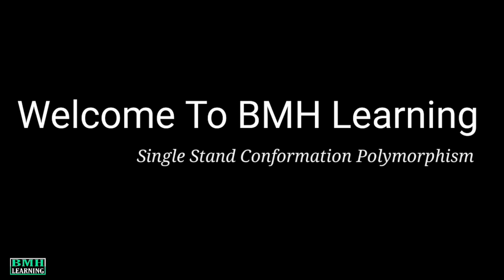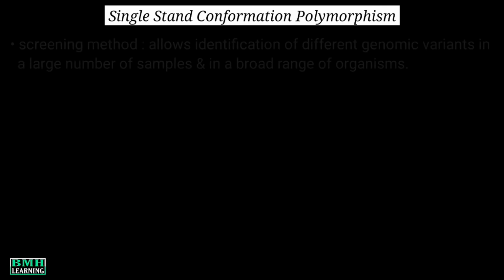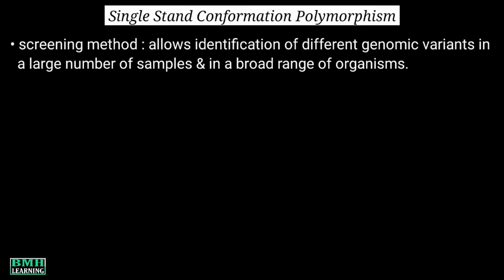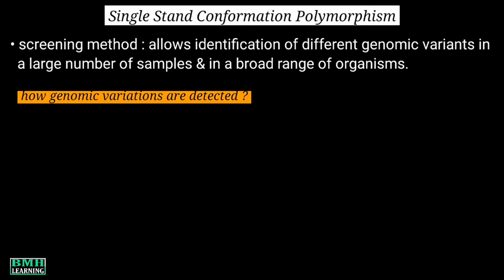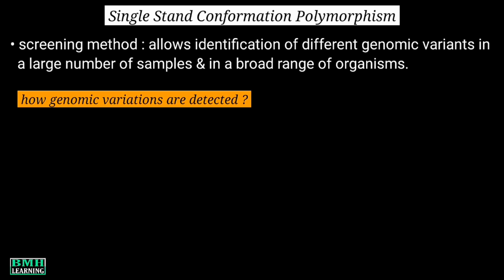In this video, we will discuss single-strand conformation polymorphism. Single-stranded conformation polymorphism is a screening method that allows you to identify different genomic variants in a large number of samples and in a broad range of organisms from microorganisms to humans. Now the question is how the genomic variations are detected.